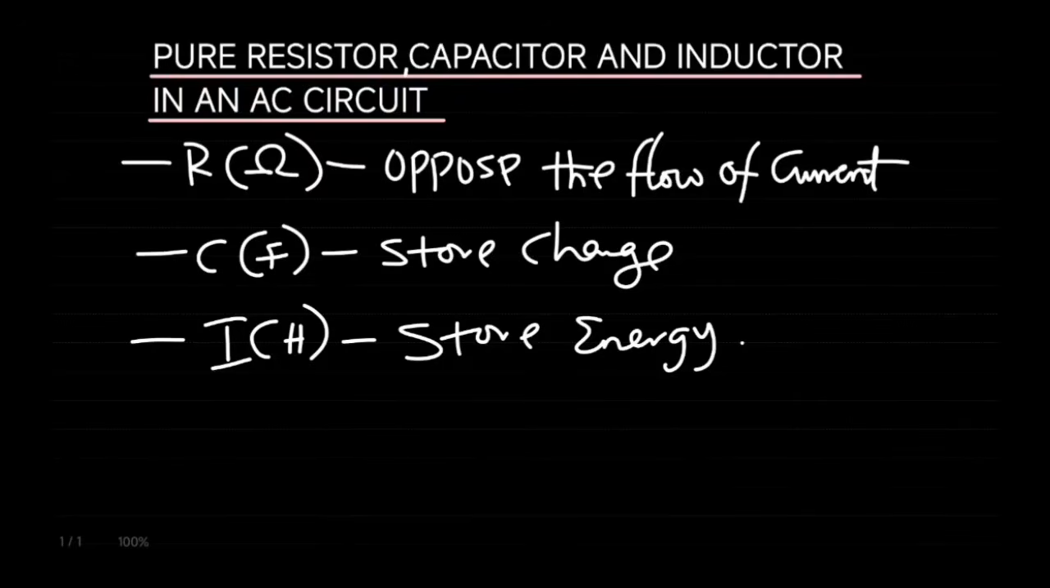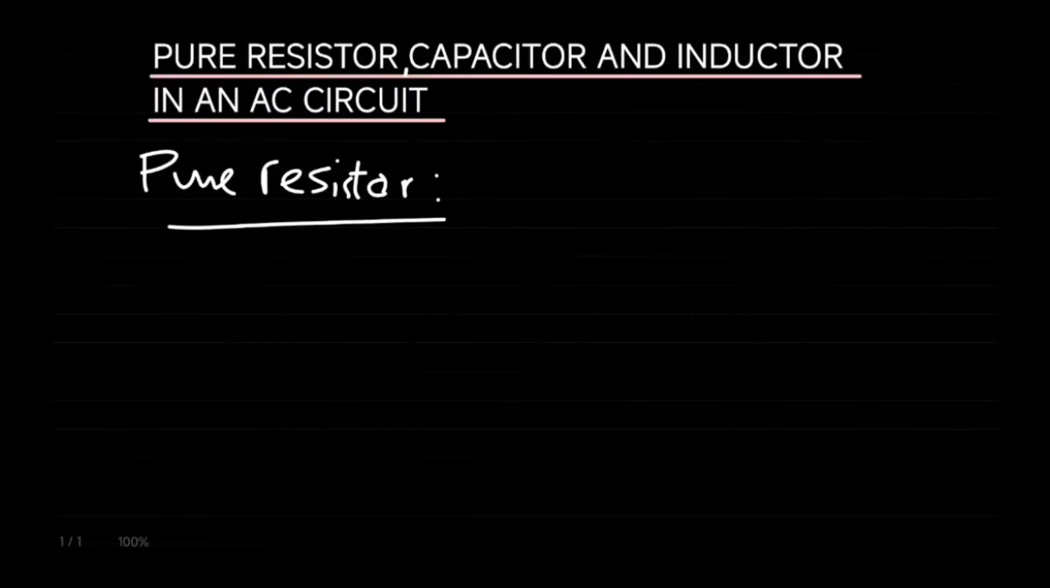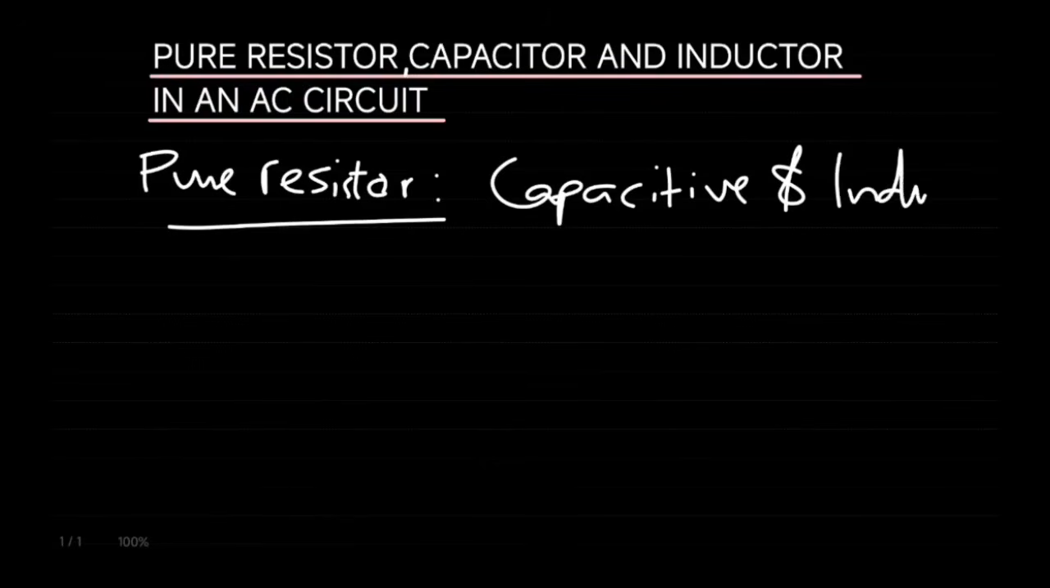The first thing we'll be looking at is the pure resistor. The pure resistor is a resistor whose capacitive and inductive effects are neglected or ignored. In a pure resistor, the capacitive and inductive effects are neglected, meaning that they are not in function, they are ignored.